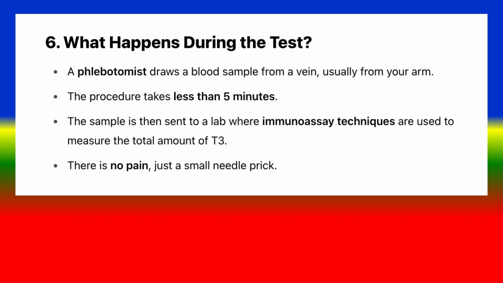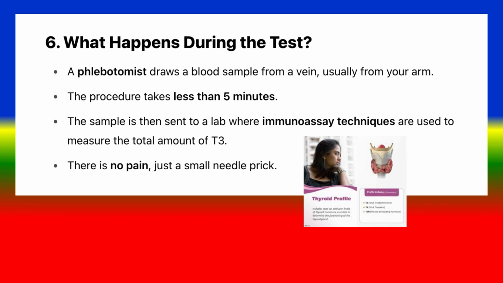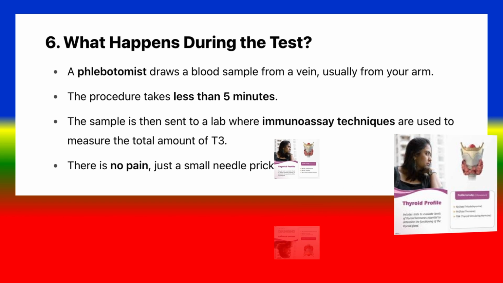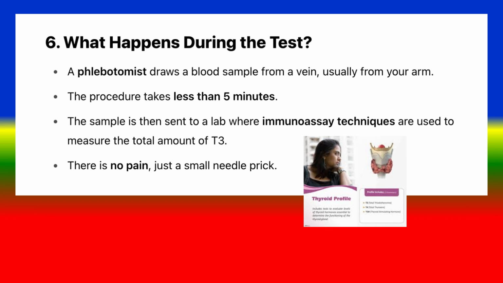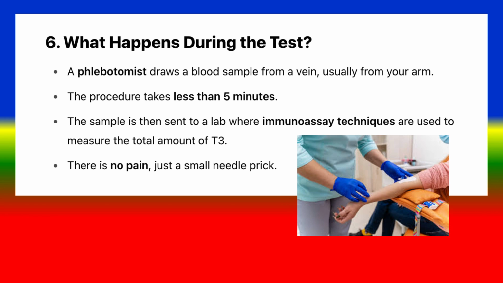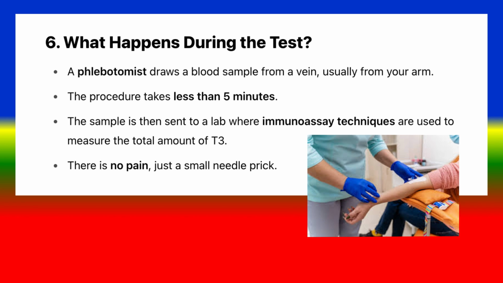Number 6. What happens during the test? A phlebotomist draws a blood sample from a vein, usually from your arm. The procedure takes less than 5 minutes. The sample is then sent to a lab where immunoassay techniques are used to measure the total amount of T3. There is no pain, just a small needle prick.